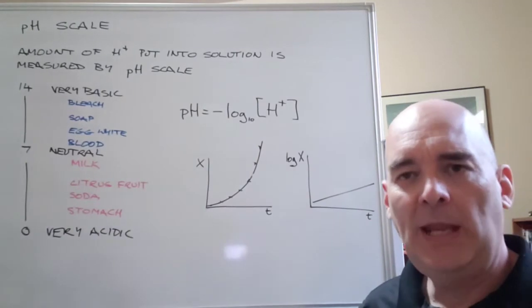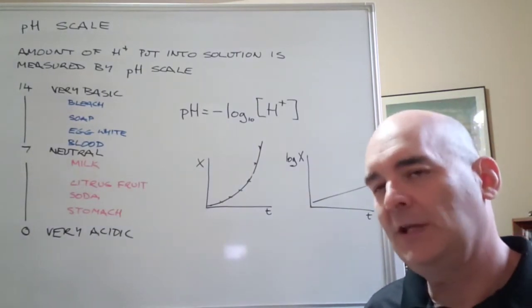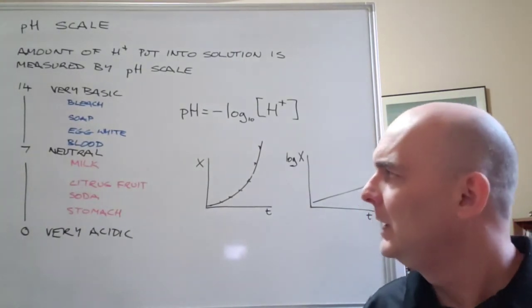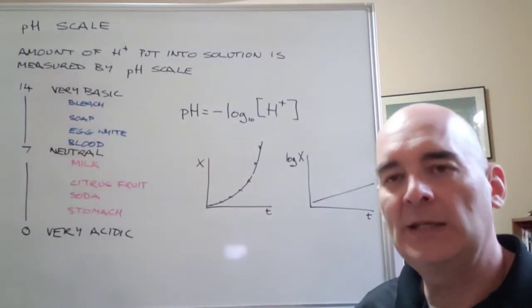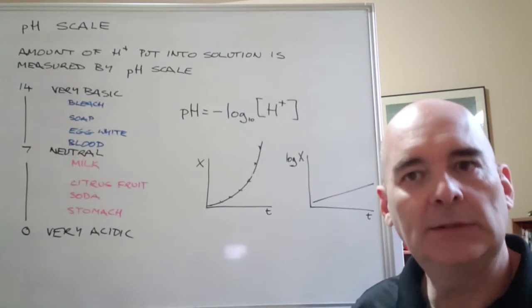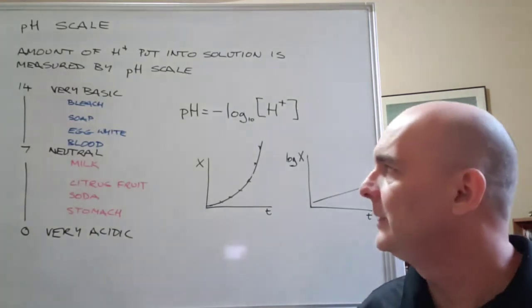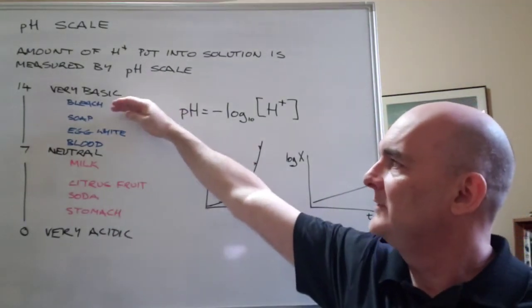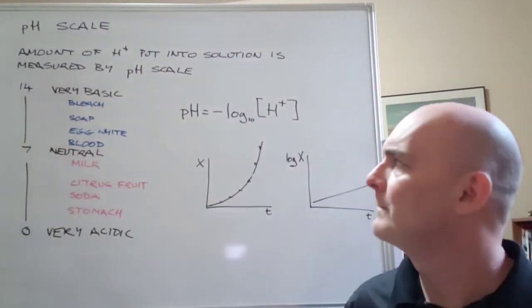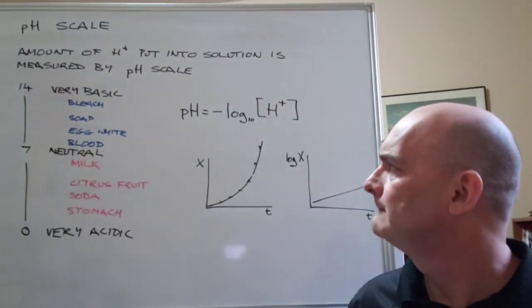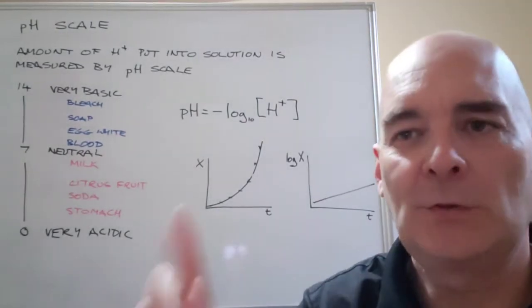Blood has a pH just inside the basic. It's about 7.4. Egg white's about 8. Soap depends on what brand it is, but maybe 9 or 10 is reasonable. And then the household cleaners, bleach is about 12, and drain cleaner can be way, way up there at basic. Okay, we'll do a calculation later.